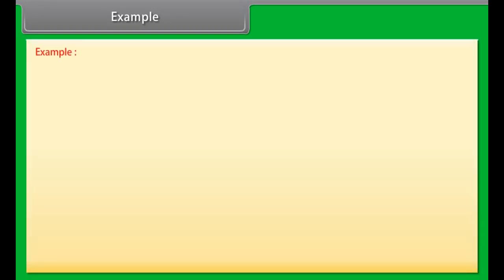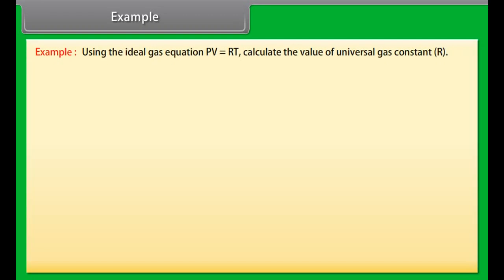Example. Let's take an example of kinetic theory of an ideal gas. Using the ideal gas equation, PV = RT, calculate the value of the universal gas constant. Let's see the solution. We have V = 22,400 × 10^-6 m³, T = 273 Kelvin, PV = RT, P = hρg.